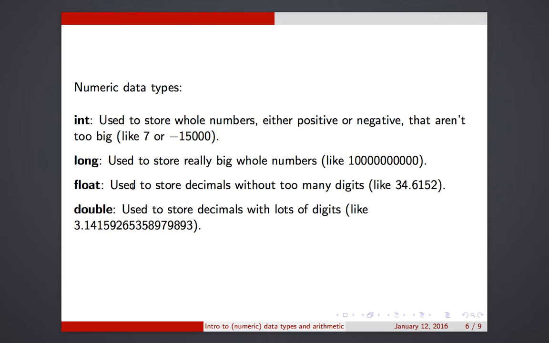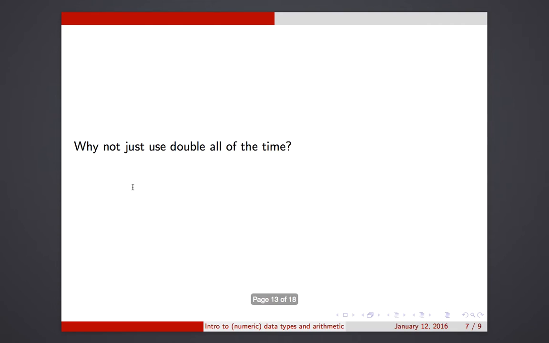So just like in real life, when you're packing up your stuff to move, you choose boxes appropriately. You put small stuff in small boxes. You put big heavy stuff in big sturdy boxes, etc. So if you always insist on using humongous sturdy boxes, you're wasting a lot of money. You're wasting a lot of space. So that's why we don't just use double all of the time. You use an appropriate variable for what you are using to not waste space.